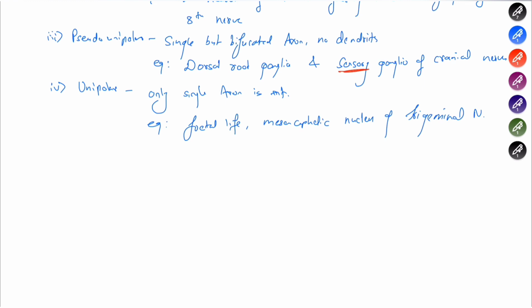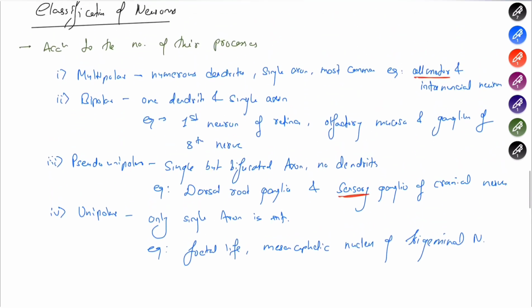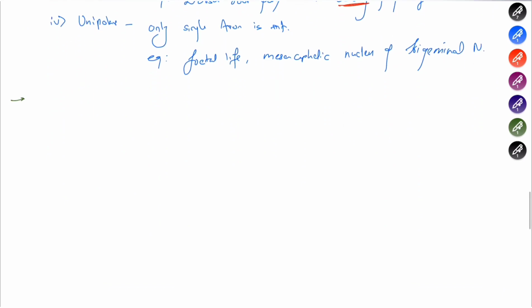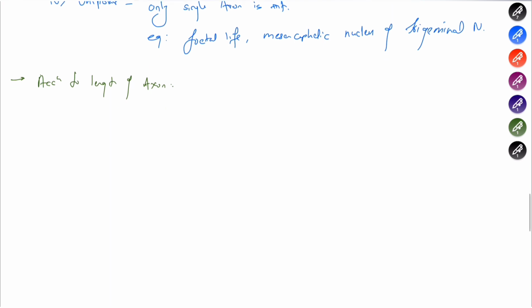The second classification is on the basis of length of axon. According to length of axon, neurons are classified into two types, Golgi type 1 and Golgi type 2. Golgi type 1, in this a long axon is present, and these are seen in the pyramidal cells of cerebral cortex.